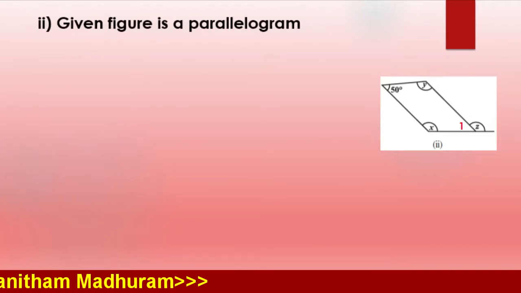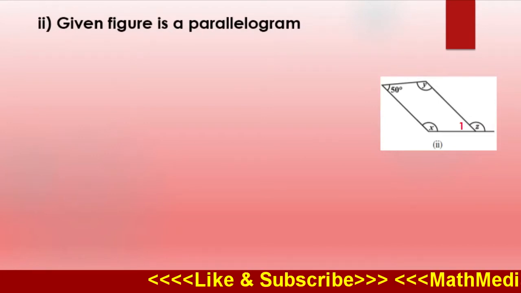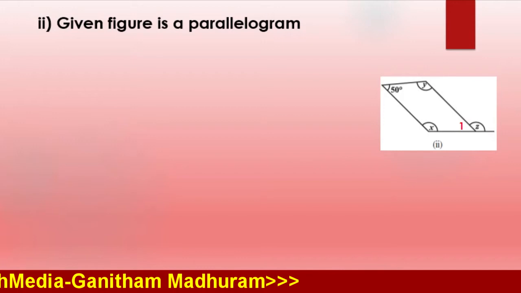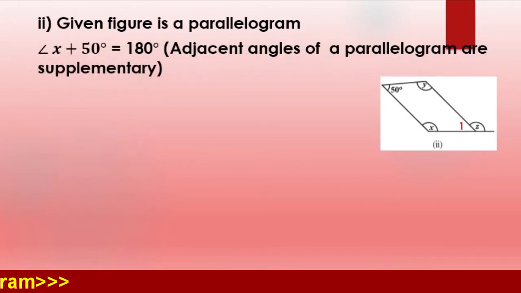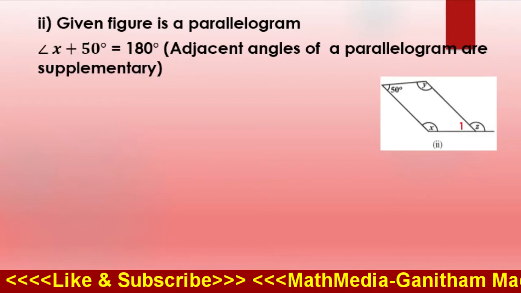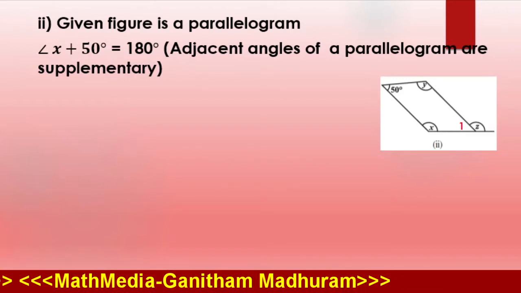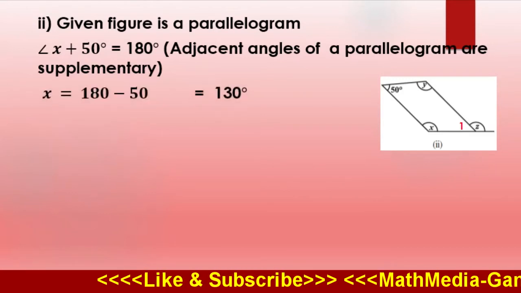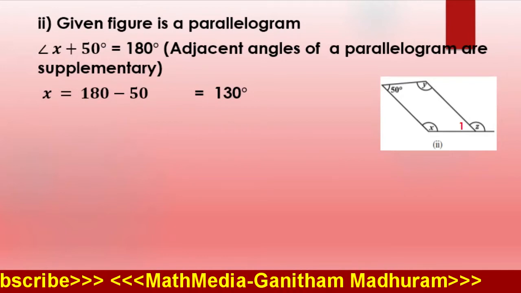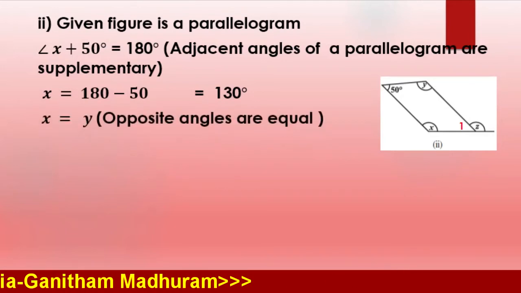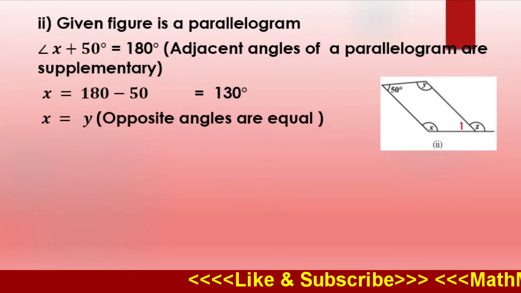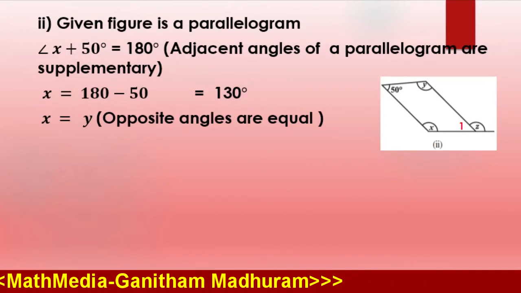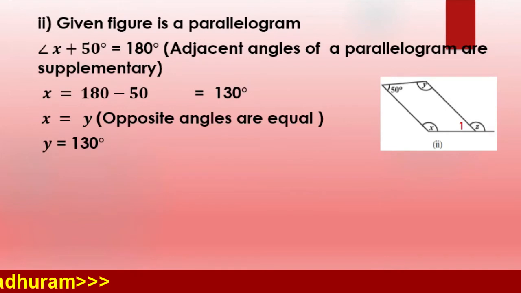Next question. Figure is given here. We have to find the unknowns x, y and z. Given figure is a parallelogram. So x plus 50 degrees equal to 180 degrees. Reason: adjacent angles of a parallelogram are supplementary. Therefore x equal to 180 minus 50 equal to 130 degrees. x equal to y, they are the opposite angles of a parallelogram, hence they are equal. Therefore y equal to 130 degrees.